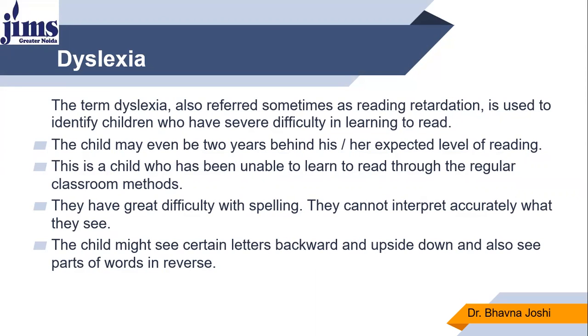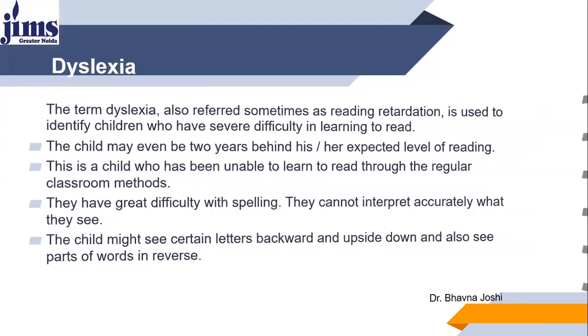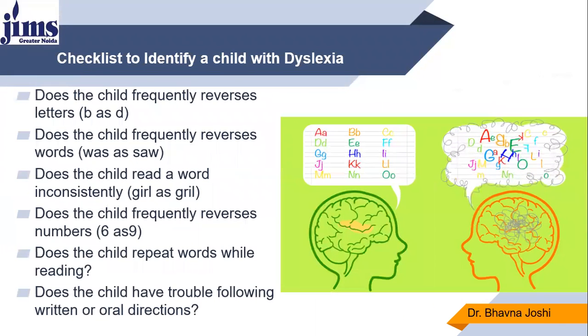So, the child has been unable to learn to read through the regular classroom method or has difficulty with spellings, and cannot interpret accurately what they see. The child might see certain letters backward or upside down, or parts of words in reverse order. So you can see here the checklist for identifying a child with dyslexia.